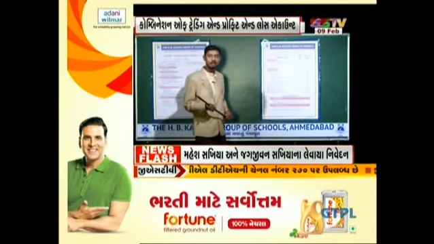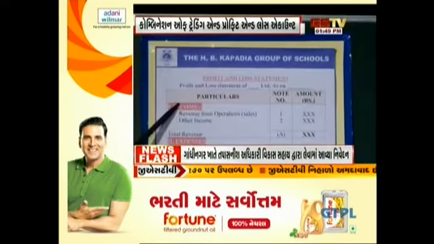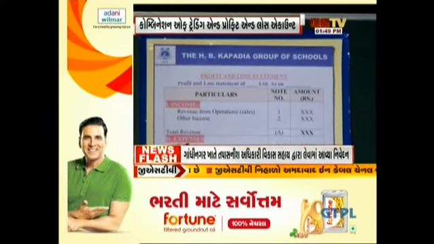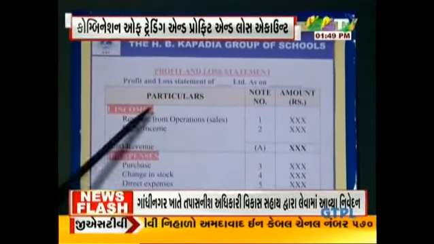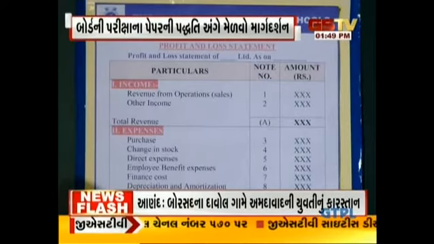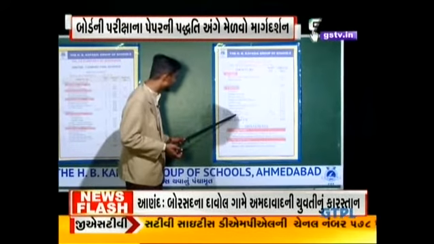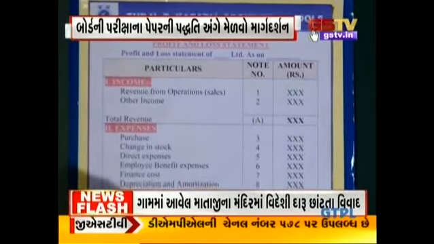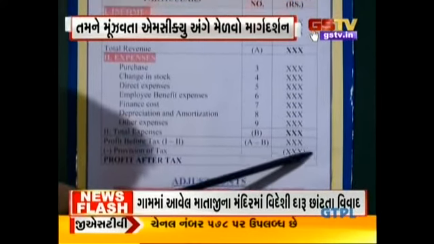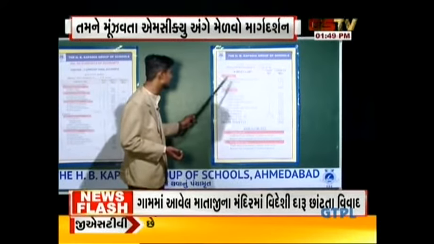The whole profit and loss statement is divided into two segments. Number one, income. Number two, expenses. The income and expenses are written over here under their heads. After deducting expenses from the income, we will get profit. And from this profit, we have to deduct tax. Then we will get profit after tax. Now let us discuss the incomes and expenses thoroughly.